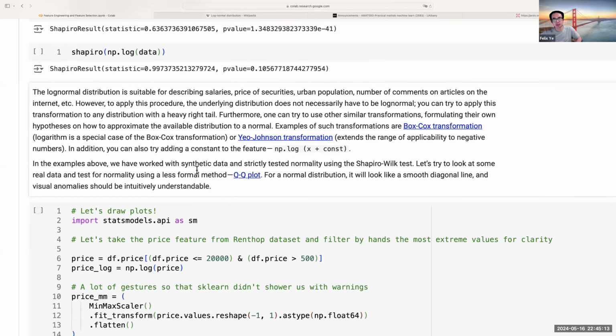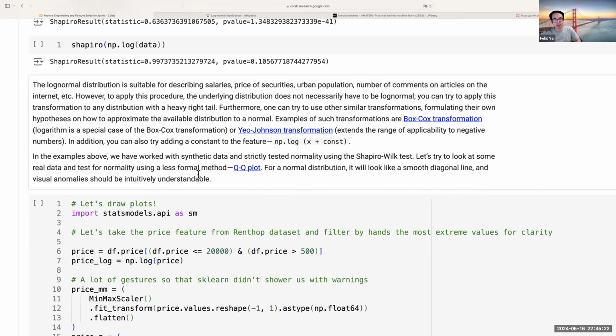So what we can do right here is, in fact, use another less formal method. It's called a QQ plot. If it is actually a Gaussian or normal distribution, it should be a smooth diagonal line. But if it is not a normal distribution, it will be off.